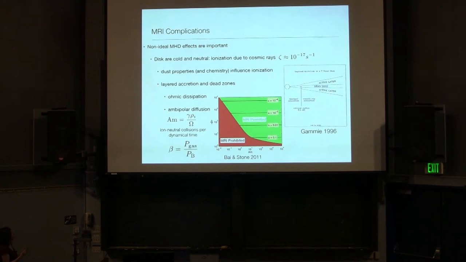There are other sources of ionization, maybe X-rays from the central star, or from other stars in the area, and I don't want to talk about that in detail because it depends both on the sources of the ionization and also on the properties of your dust grains. There's a lot of chemistry that can affect how much ionization you get per ionizing photon, so to speak. But what this leads to is a couple of different non-ideal effects that we need to take into account when we're thinking about magnetized protostellar accretion disks.